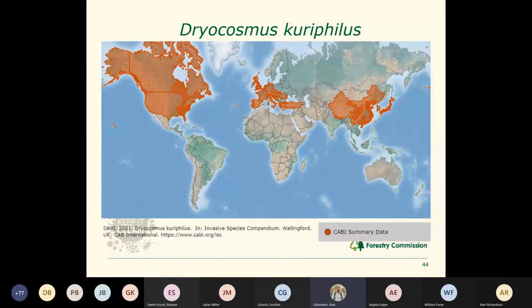Looking at global distribution, as the name would suggest, oriental. There's plenty of it over in Asia, but also into Europe as well, and in North America.